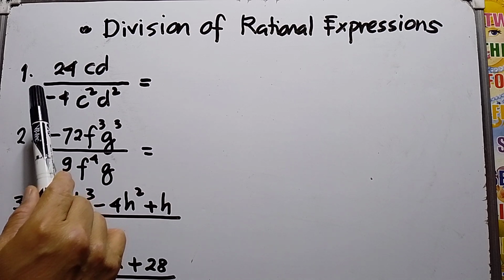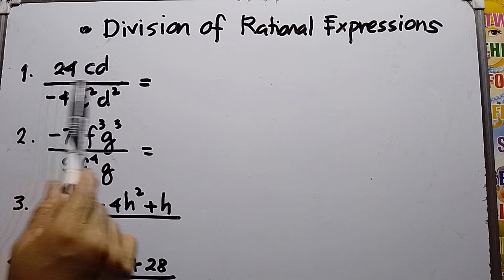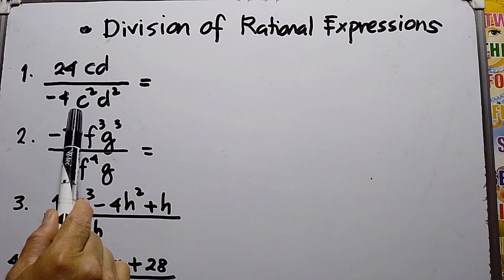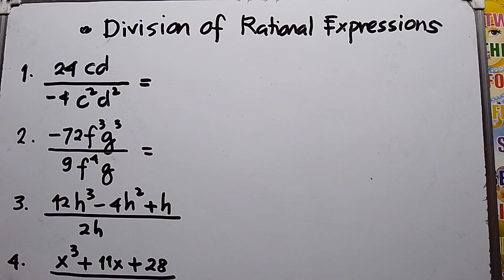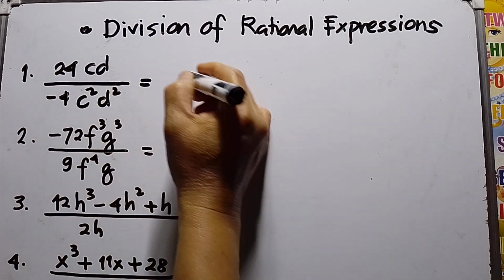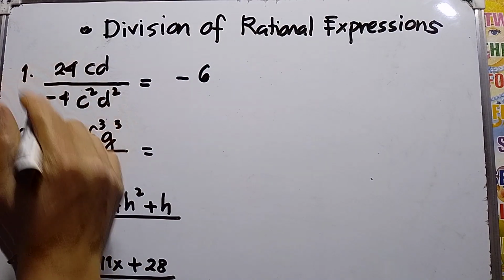So for number 1, 24CD over negative 4C squared D squared. So divide 24 by 4. So this will be positive divided by negative. That will be negative 6. How about the variables?